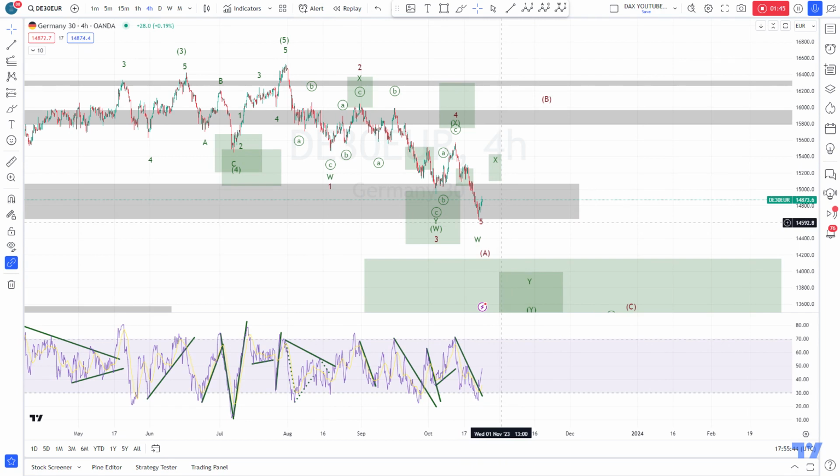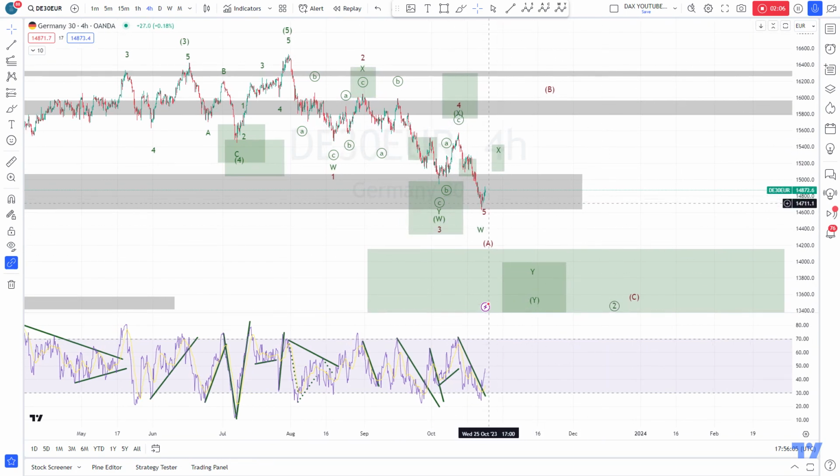I do not really favor this scenario because I don't really like this first wave 1 here. A wave 1 is an impulse, is supposed to have 5 waves. And for me, I see 3 waves here, 1, 2, 3. So therefore, I prefer the WXY scenario. However, if we make another low right here, I will be forced to count this as an impulse down, 1, 2, 3, 4, 5.